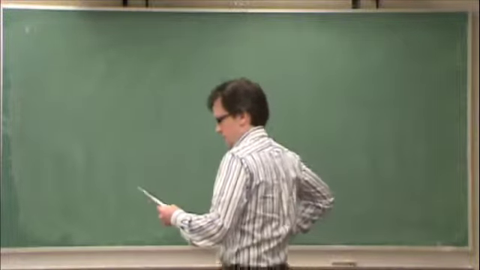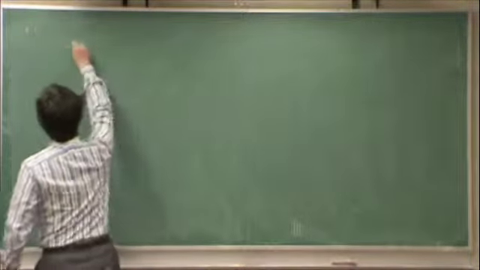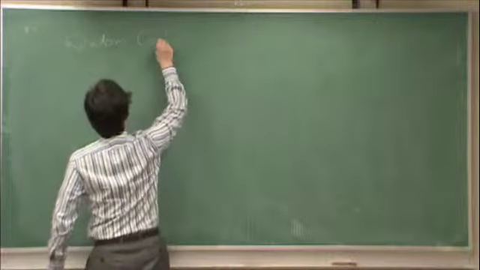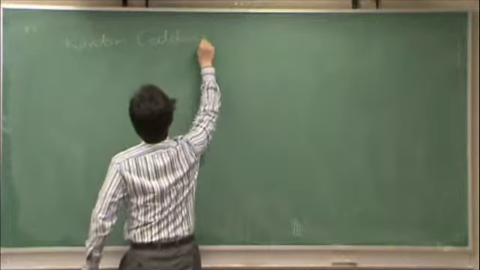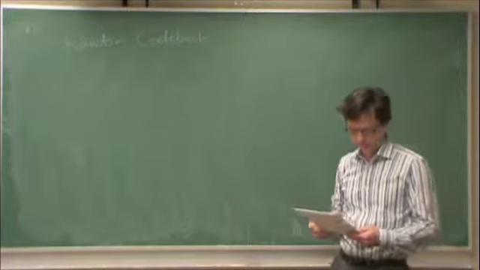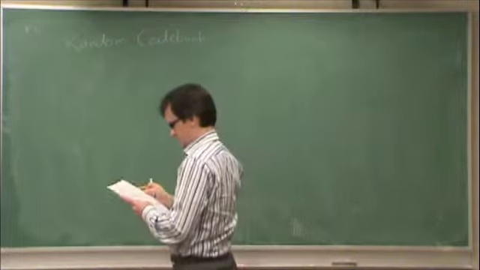Last time we ended off with the random code book, which is a key part of the proof of the channel coding theorem. So let's just remind ourselves what that is.